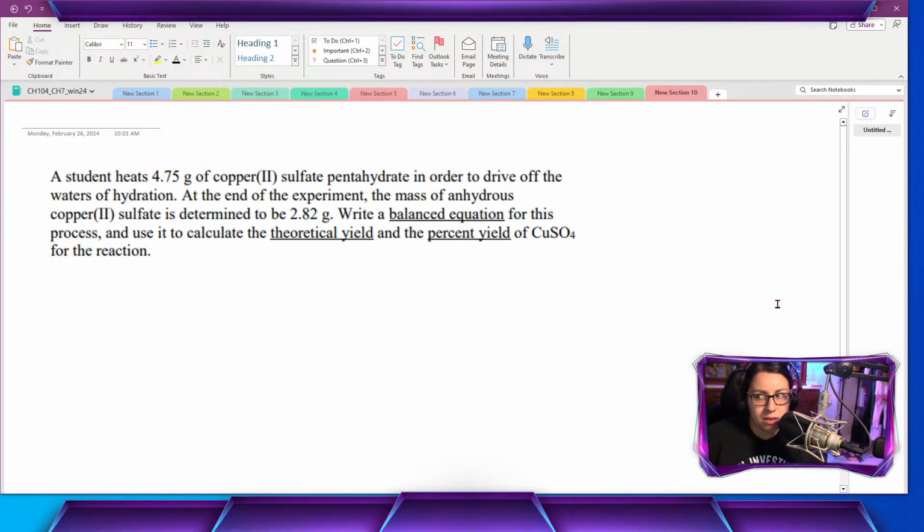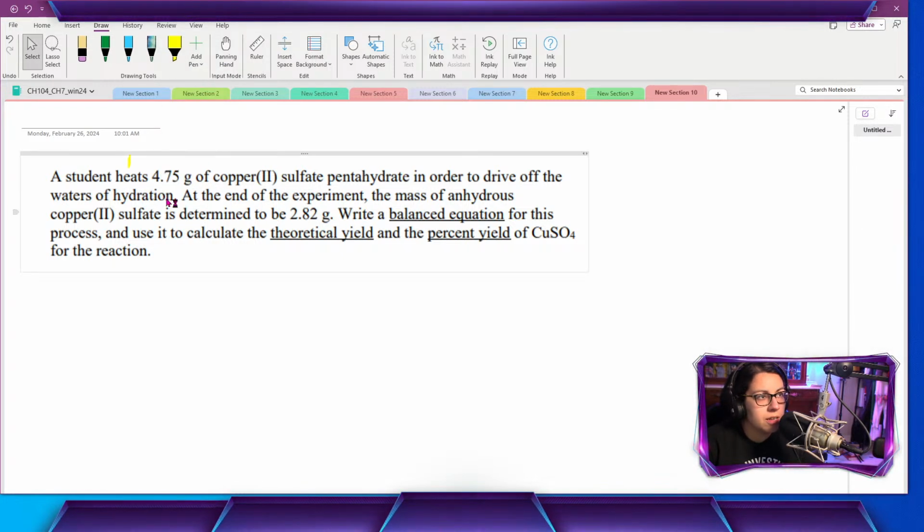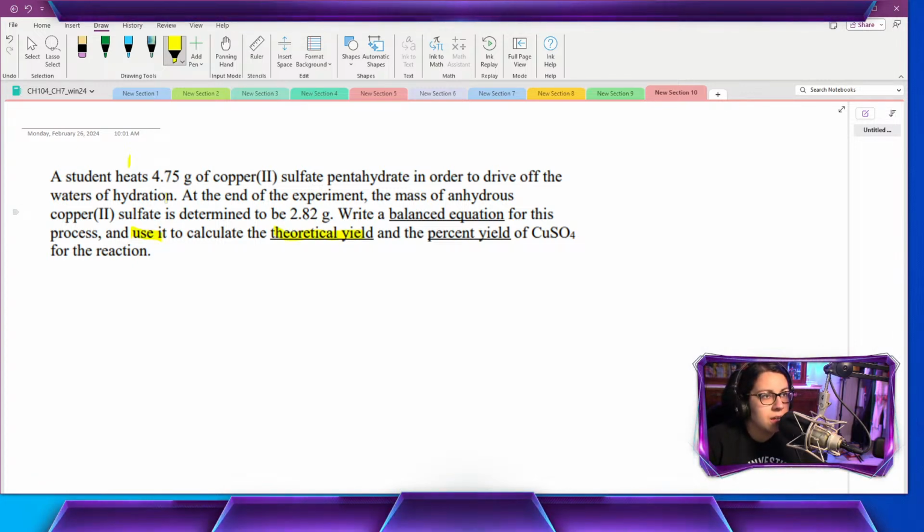And so this is related to our moles chapter. It's a pretty important chapter. So let's break down what it's saying. We have here a student heats 4.75 grams of copper 2 sulfate pentahydrate in order to drive off the waters of hydration. And at the end of the experiment, the mass of anhydrous copper sulfate is determined. Write the balanced equation for this process, use that to calculate the theoretical yield, and then from there, the percent yield.